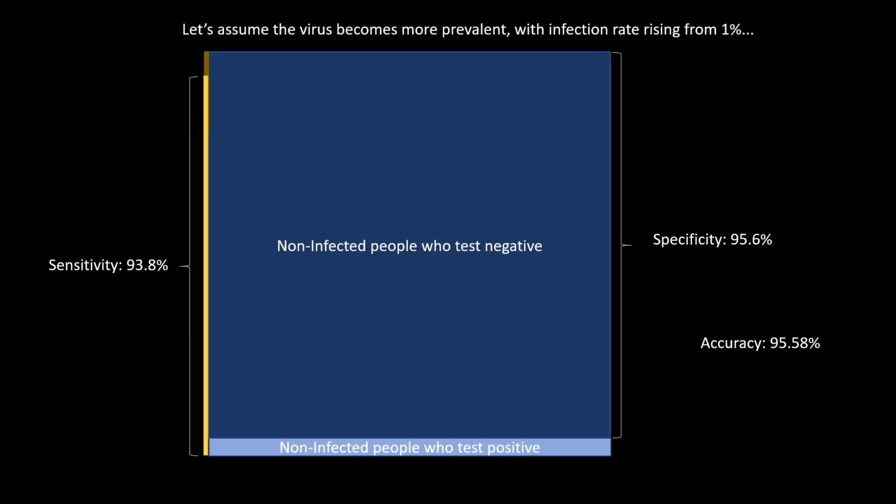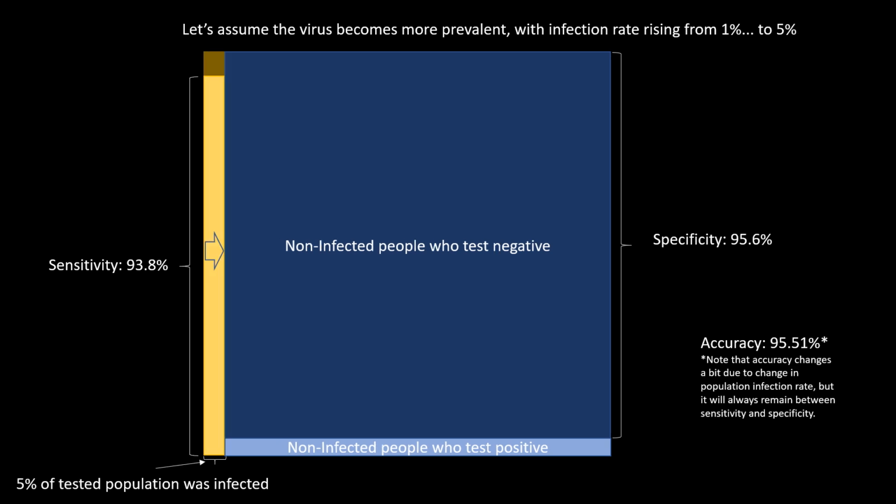So let's assume that the virus becomes more prevalent, with the infection rates in the population rising from 1% to 5%. So now 5% of the tested population was infected. Note that the accuracy changes a little bit due to the change in infection rates, but it will always remain between sensitivity and specificity. Because the sensitivity and specificity of this test are both very good, the accuracy is not going to change very much, but it is variable depending on what percentage of the population actually is infected.